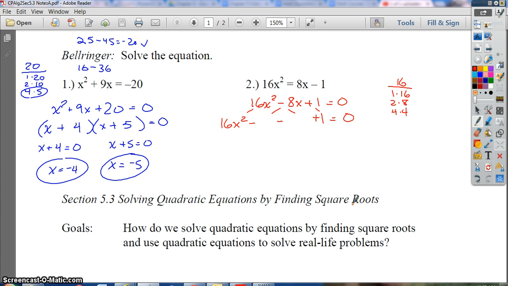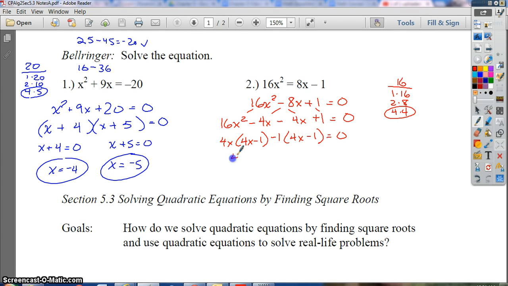My signs minus plus will give me minus minus when I factor. I want two numbers that multiply to be 16 and add up to 8. So clearly that's 4x and 4x. GCF of these two is 4x. So that leaves me with 4x minus 1. GCF here is negative 1. Leaves me with 4x minus 1.